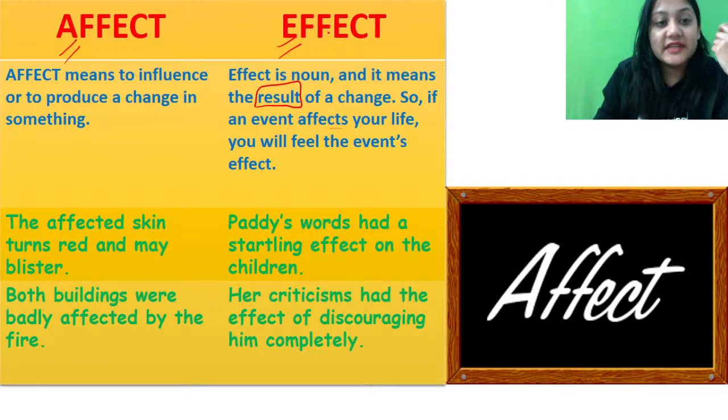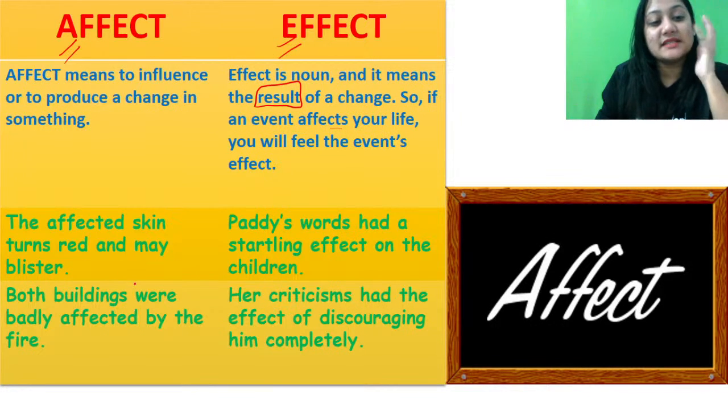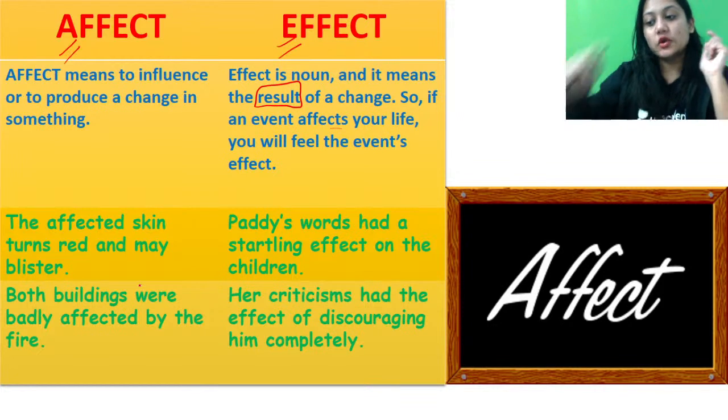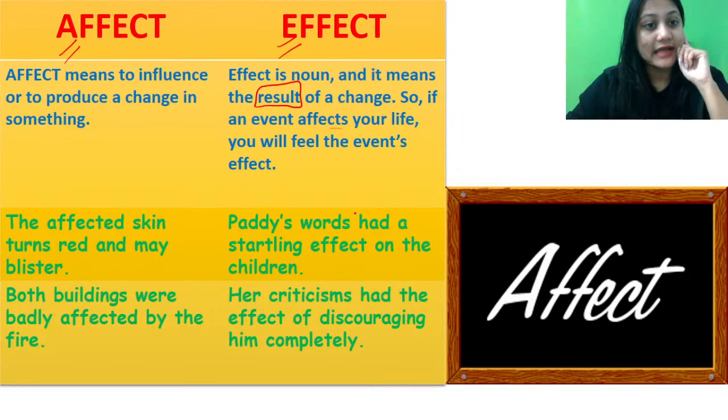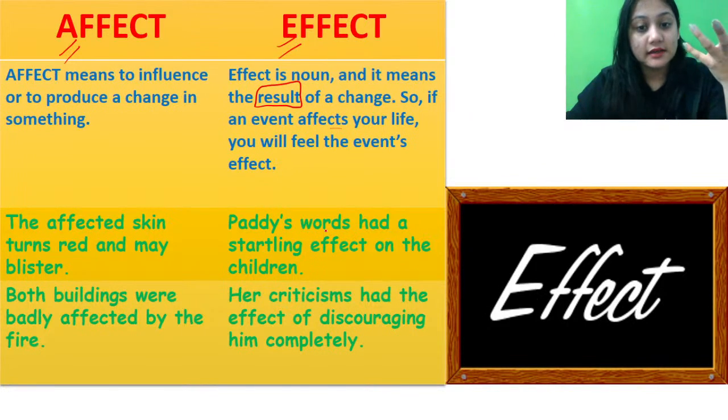क्लियर? और अफेक्ट का मतलब क्या होता है? इन्फ्लुएंस या फिर टू चेंज इन समथिंग. Example, the affected skin turns red and may blister. So जहां पे भी आपकी स्किन अफेक्ट हुई है, so it can turn red और वहां पे ब्लिस्टर्स हो, like छाले हो सकते हैं. That is affect. Effect means उसका रिजल्ट क्या निकला.